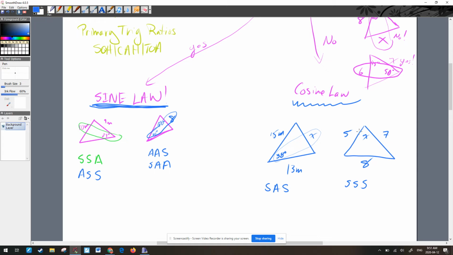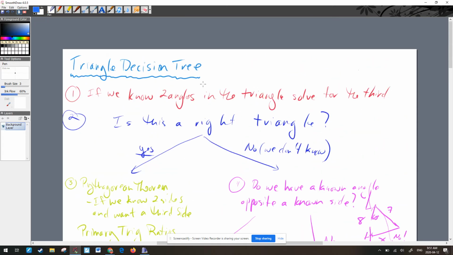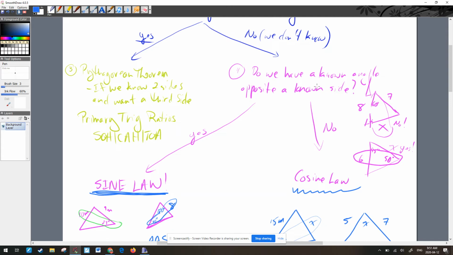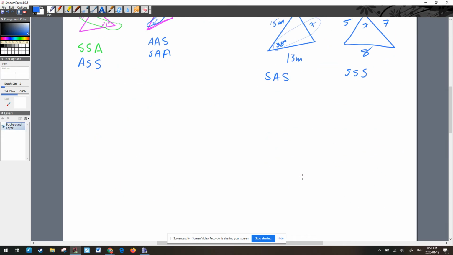So that is our triangle decision tree. Really briefly again, if we know two angles, solve for the third. Is this a right triangle? Yes or no? If yes, we've got Pythagorean theorem, we've got primary trig ratios. If no, do we have a known angle opposite a known side? If yes, sine law. If no, cosine law. So that's our triangle decision tree.